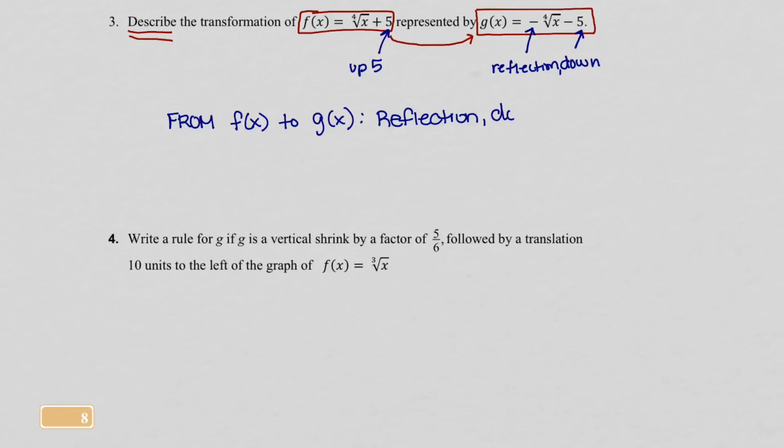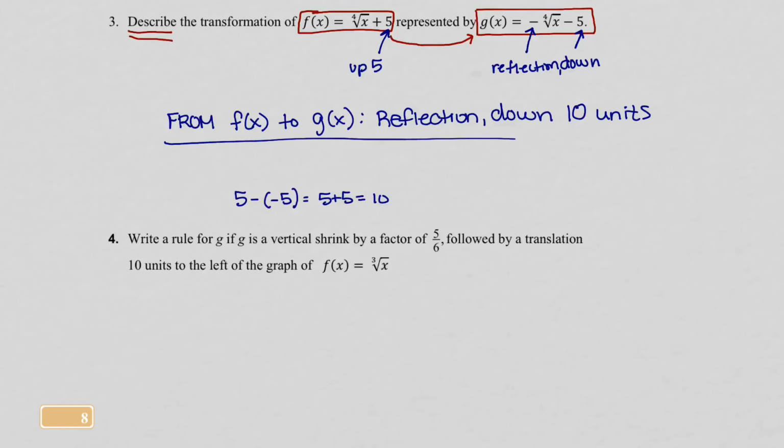and it shifted down. But how far did it shift down? Well, it started 5 above 0 and it ended 5 below. So if I put those together, if I think 5 and then I subtract that -5, that's the same thing as saying 5 plus 5 equals 10. So that means it actually went down 10 units. So I described it. My whole answer is that it's a reflection and it shifts down. You could even say shifts down 10 units.